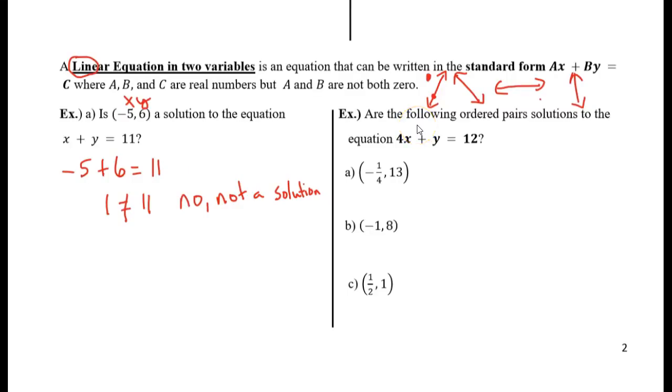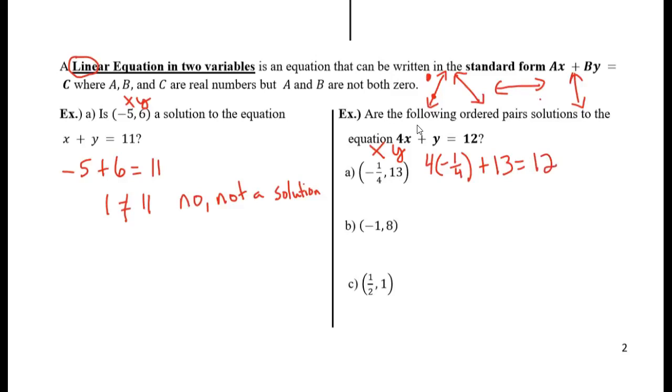Now let's look at the ones on the right. Ordered pairs always go x, y. So my x value is -1/4, my y value is 13. I'm going to replace them into this linear equation, 4x plus y equals 12. Replacing x with -1/4 and y with 13.